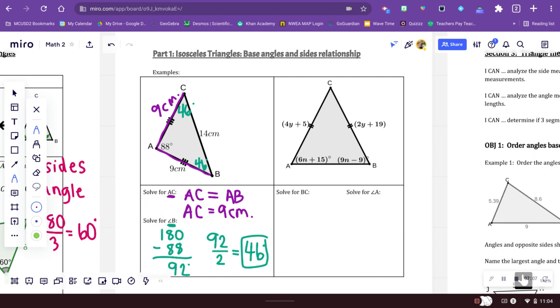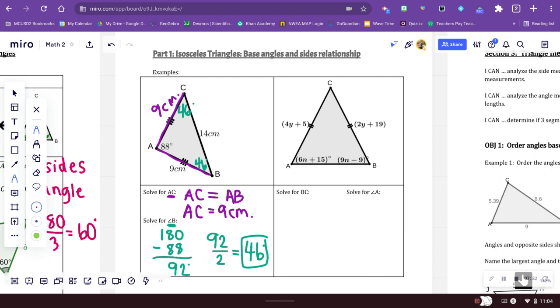Okay, looking at the second example, you should definitely see that we've got some variables involved, which means we're going to have to use some algebra skills. So same ideas, we're still using the same relationship of two sides are equal and two angles are equal, but we're going to have to use some algebra, set up an equation, and then solve that equation. So first part says solve for BC.